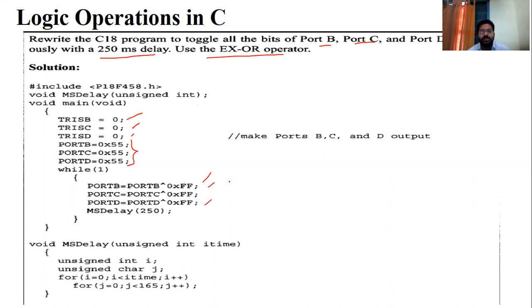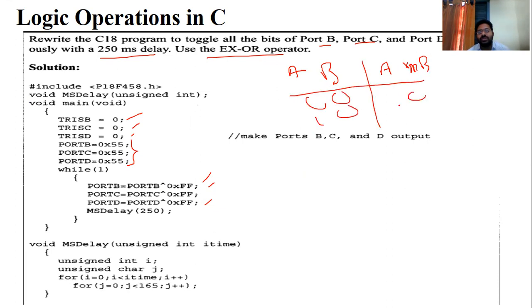Two values you can consider because you can compare the two bits for XOR operands. A, B, A XOR B. This is the table: 0, 0 is 0; 0, 1 is 1; 1, 0 is 1; 1, 1 is 0. This is the table for this one. XOR operation, port B, port C, port D. Three ports they can give.